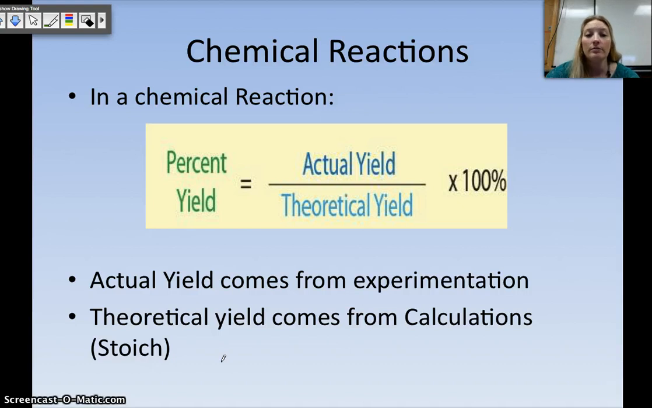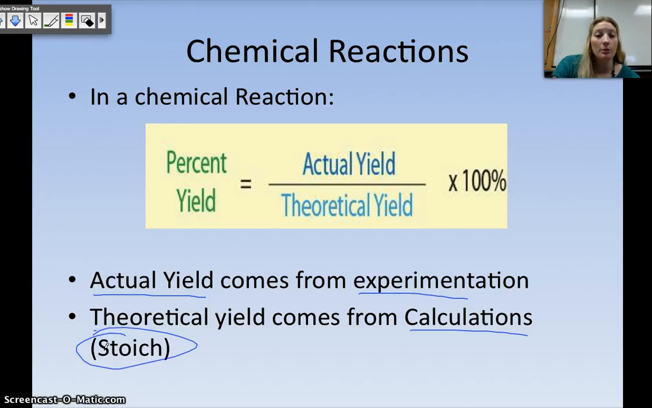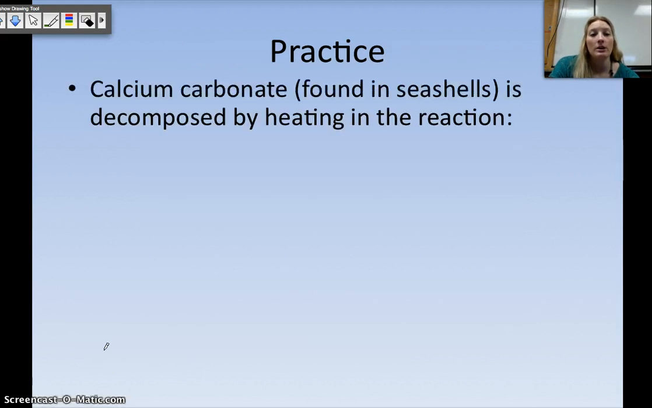So, percent yield is equal to our actual yield. Actual yield comes from the actual experiment. Theoretical yield is how much we should have made, and this always comes from calculations or stoichiometry. So actual yield divided by theoretical yield times 100 will give you your percent yield, your efficiency of that chemical reaction. So let's try this.